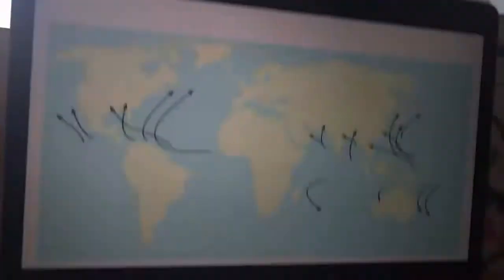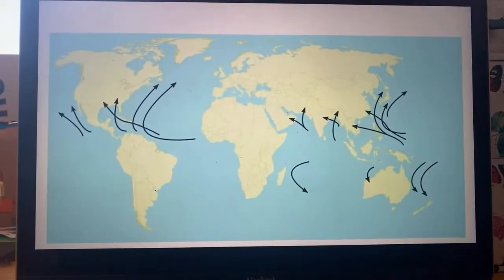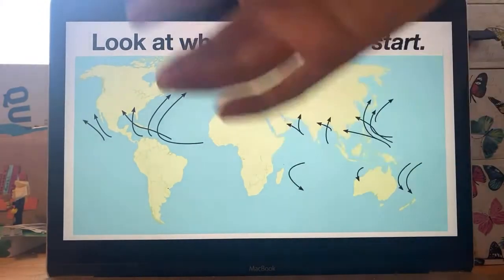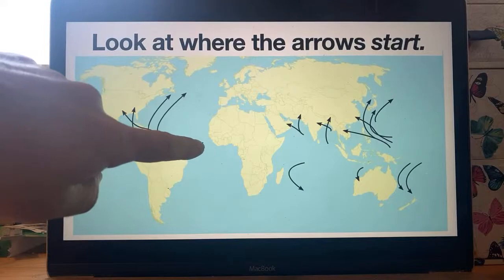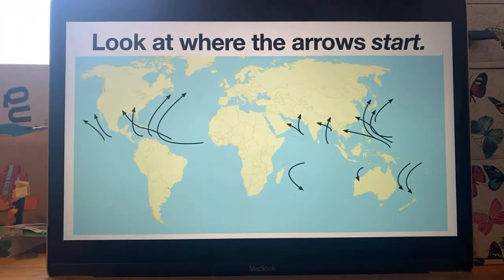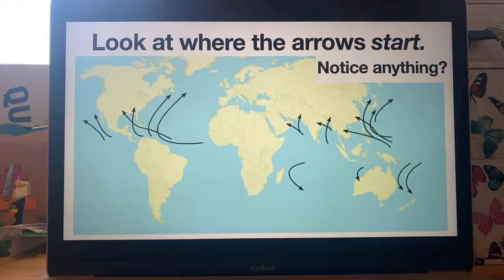Right, have a look at this map. I was impressed, actually. People were getting this on Facebook. I didn't think that you would get it. Look at where the arrows start. This is the path that hurricanes take. Where the arrow starts is where the hurricane forms, and then this is where they travel to. But just looking at where the arrows start, do you notice anything? There's two things that you could notice about where hurricanes start.